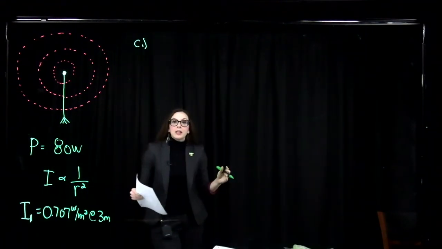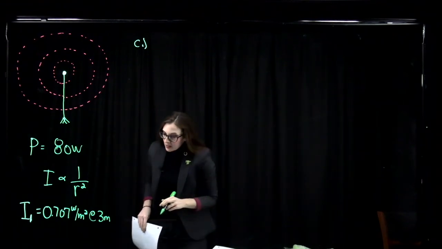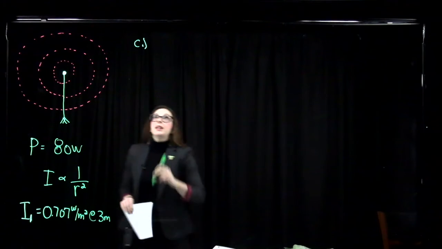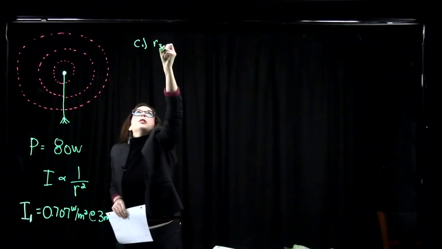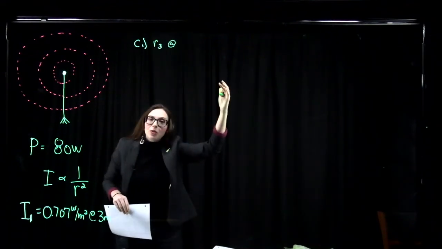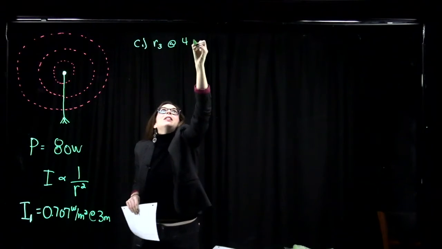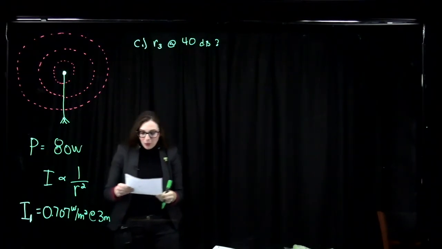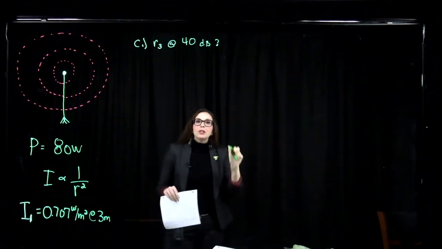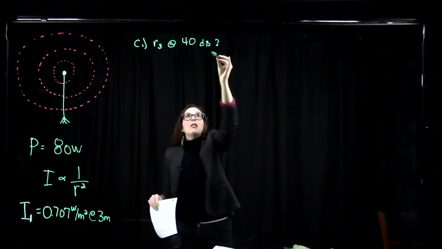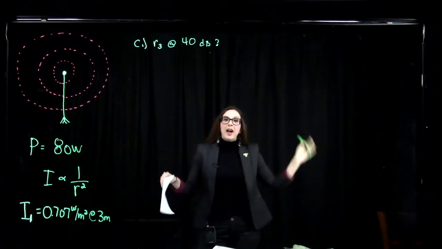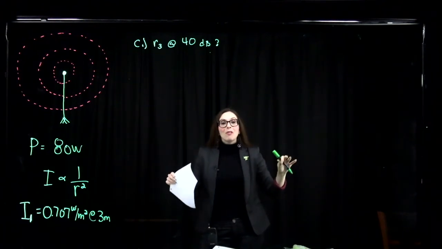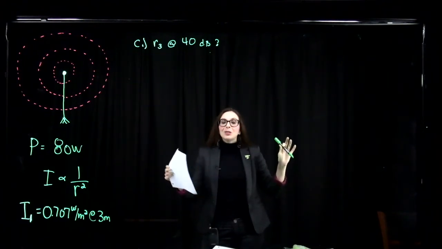Now for part C, we're going to find the distance away from the source at which the sound level is 40 decibels. So we're looking for, I'm going to call this R3, at which we achieve a sound level of 40 decibels. Okay, so how are we going to figure this out? Well, first of all, just to point out that 40 decibels is generally the average kind of ambient noise that you have around your house. So that's about 40 decibels, so not too terribly loud.